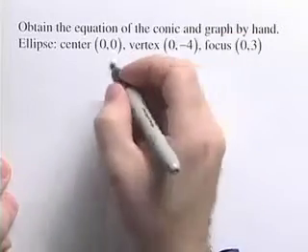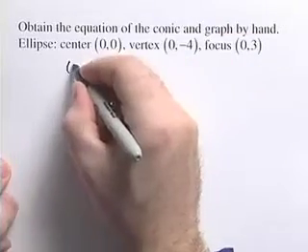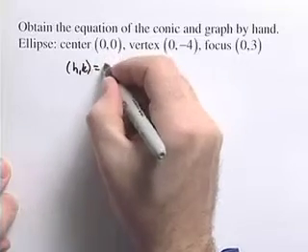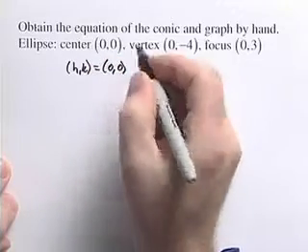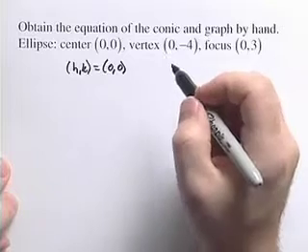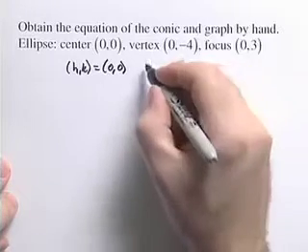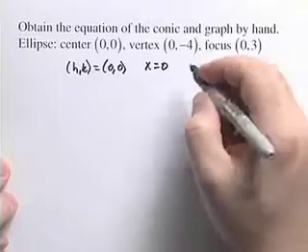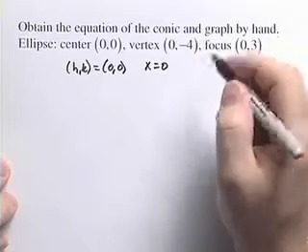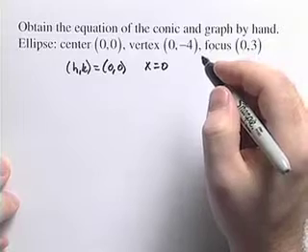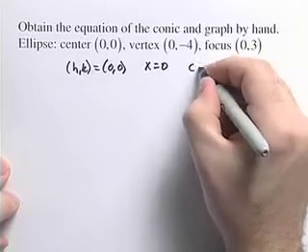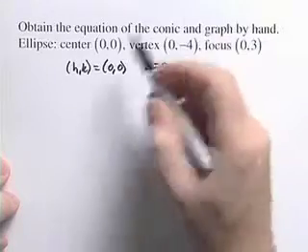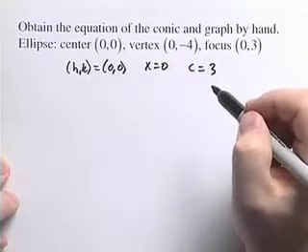Since the center is at (0, 0), we know that (h, k) is equal to (0, 0). The center, the focus, and the vertex all lie on the line x equals 0. So our major axis is going to be the y-axis. The distance from the center to a focus is going to be c equal to 3. The distance from our center to this focus gives us c is equal to 3.